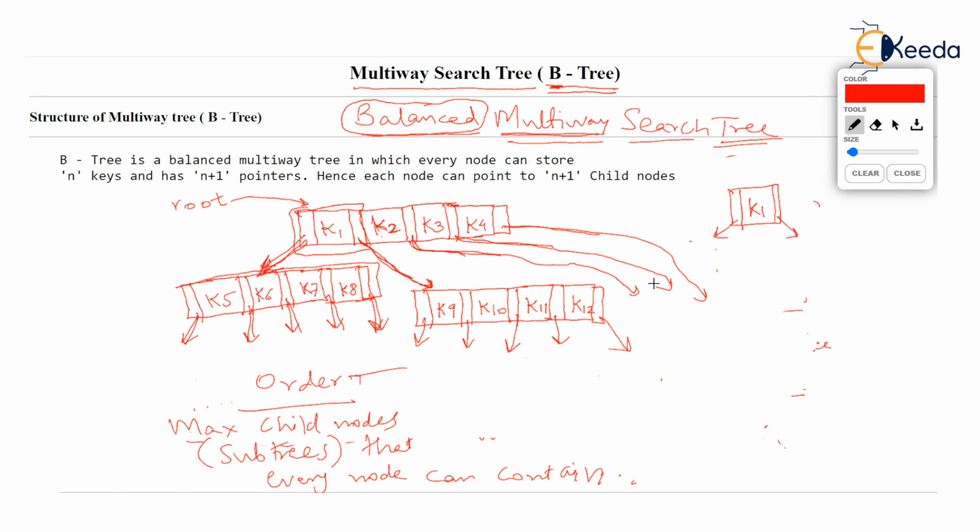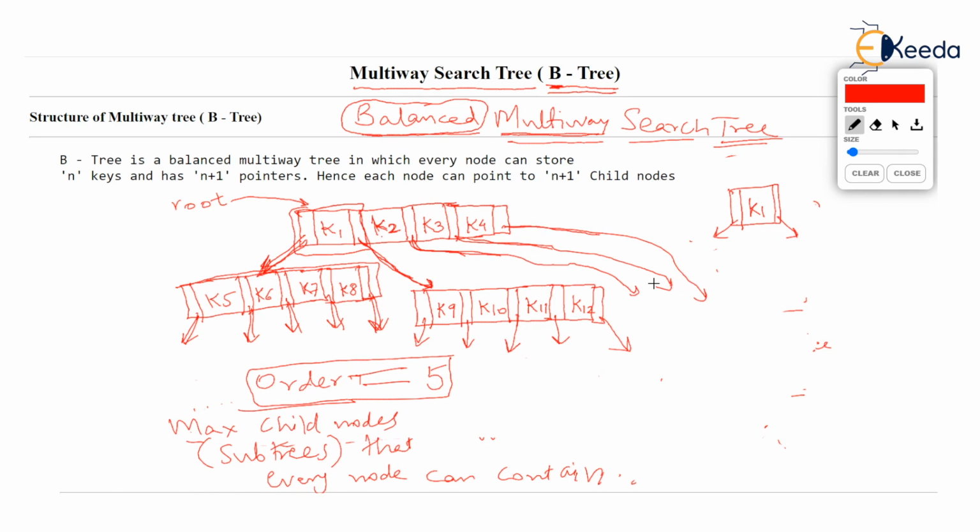So what is the order of the above tree? Order of the above tree is 5. I repeat, order is defined as the maximum number of children a node can have. So what is the order of a binary tree? Order of a binary tree has to be 2, because every node in a binary tree can point at most to 2 children, isn't it? All right.